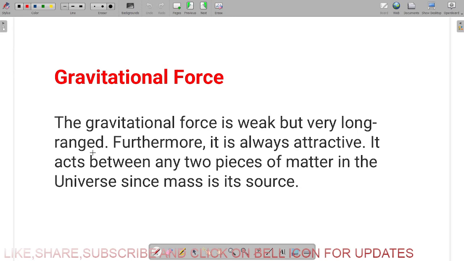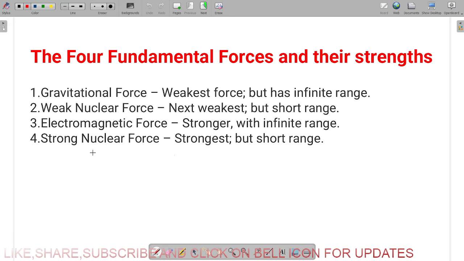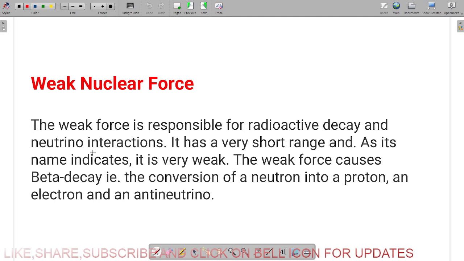Hope you understood one of the fundamental natural forces, that is gravitational force. Let us quickly go on to weak nuclear force. Let me try to read it once and explain what the weak nuclear force is. The weak force is responsible for radioactive decay and neutrino interactions. That means there is a decay of radioactive neutrons.